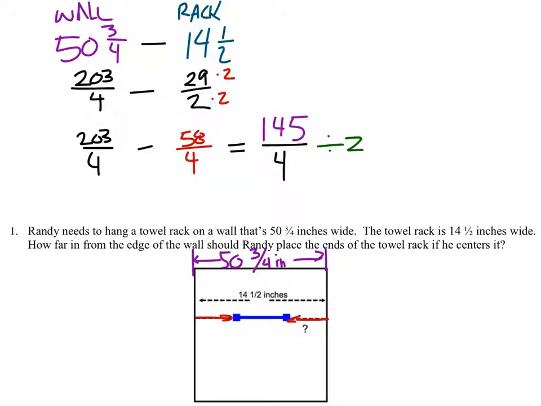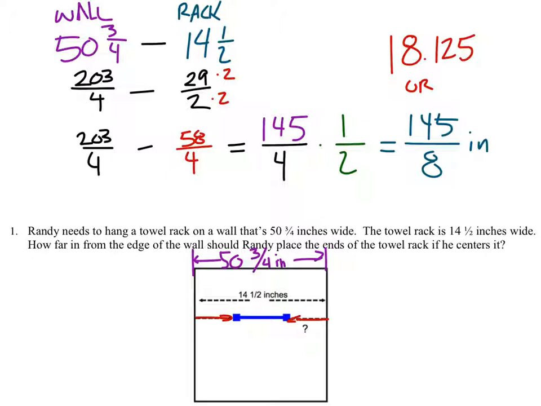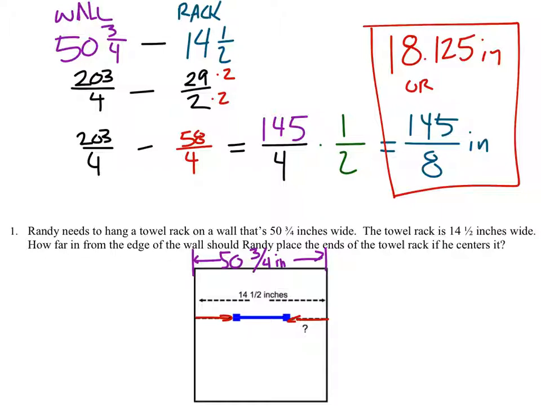Divide by 2 over 1. So we're going to make this a multiplication problem by reciprocating that fraction. So we're going to multiply this by 1/2. And this will tell us the distance from the end of the rack to the wall, which would be 145/8 inches. That's 18.125 inches, or 145/8 inches.